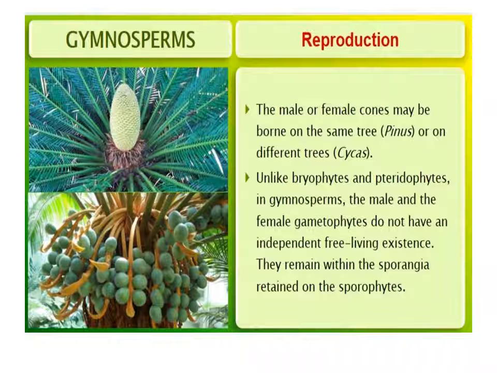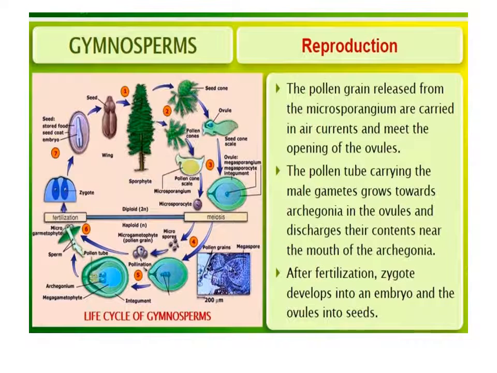The male and female cones or strobili may be borne on the same plant as in Pinus or on different plants as in Cycas. The microspores develop into highly reduced male gametophyte called pollen grain. In the ovule megasporangium, one megaspore develops into the multicellular female gametophyte that bears two or more archegonia.